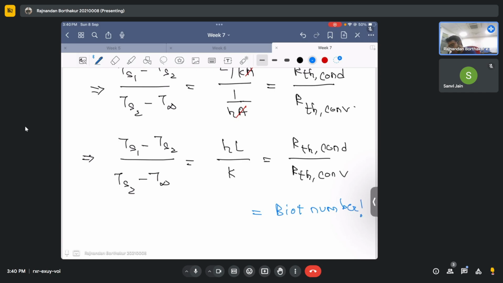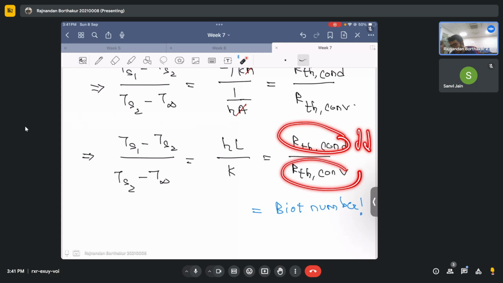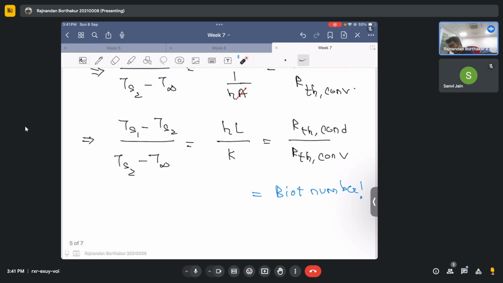So when I repeatedly said that for a lumped capacitance model, I assume that the conduction resistance within the body is very less, this equally means that this term is very much less than this term. This also equally means that your Biot number is very much less than 1. Equivalently, this also means that this term, the difference TS1 minus TS2, is very much less than TS2 minus T infinity.